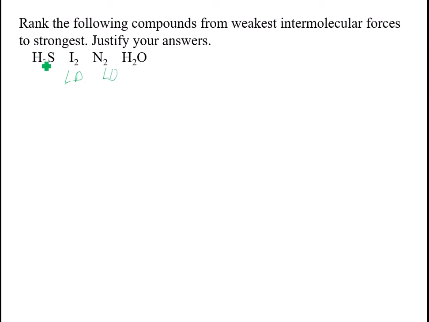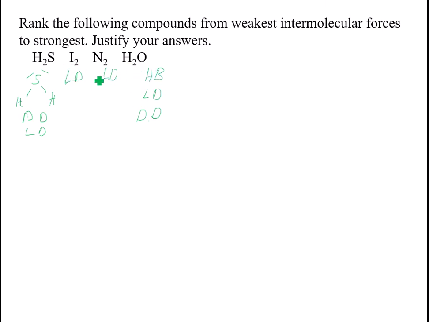This has hydrogen, but that's not bonded to a highly electronegative atom. If I were to draw the structure, it looks a lot like water, except it's sulfur instead. So it has dipole-dipole and London dispersion. And of course, this is hydrogen and oxygen, so this one has hydrogen bonding, London dispersion, and dipole-dipole. Okay, so therefore, this one's going to be the strongest.